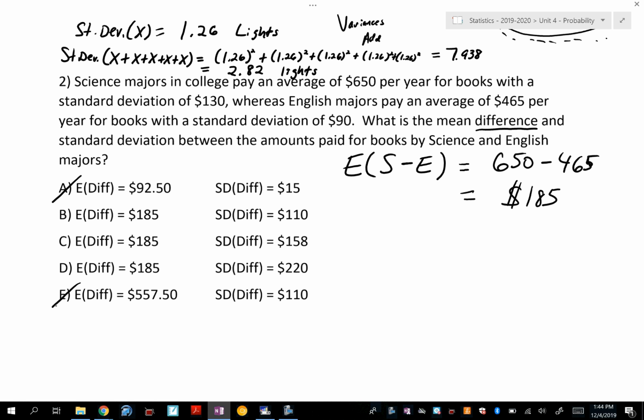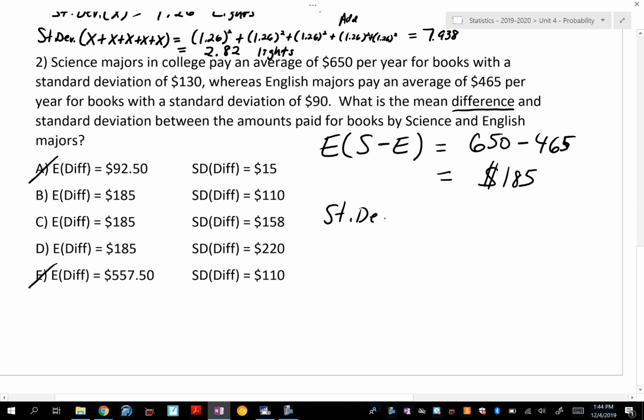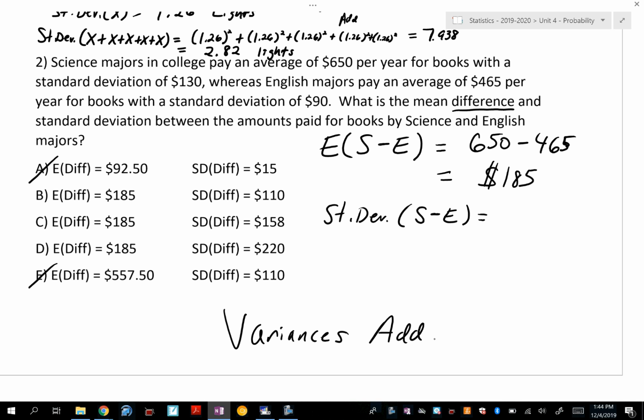Now here's where you're going to get students that know what they're doing and students that don't. To do the standard deviation for the difference in the amount of money that science majors pay and English majors pay, you have to again think variances add. So what's the standard deviation for the science majors? 130. So I'm going to write down 130 squared to get the variance. Now what about the standard deviation for the English majors? 90. And I'm going to write down 90 squared.